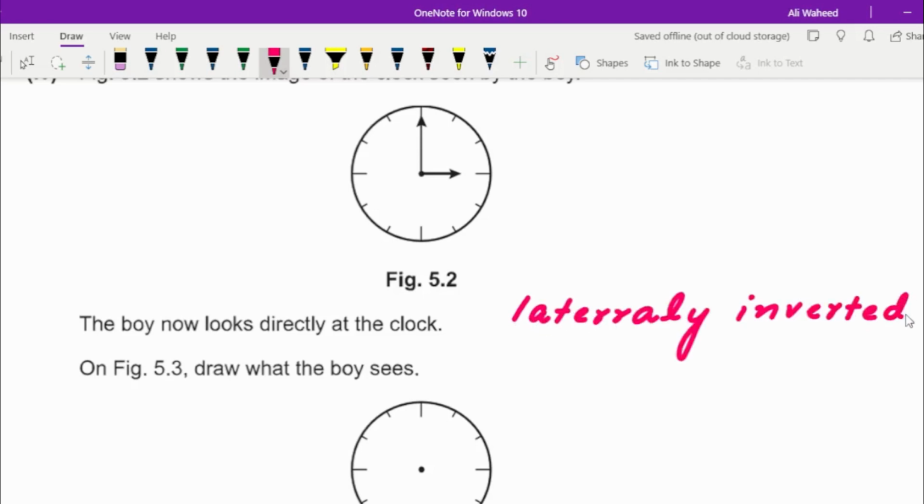I mean, if you open up your smartphone, you go to the camera, in the editing options there would be one of the options where you can flip the image horizontally. So if the image is like this and you flip it horizontally, it would now look like this. So this is called laterally inverted. So if I draw the laterally inverted image of this thing, it will look something like this.